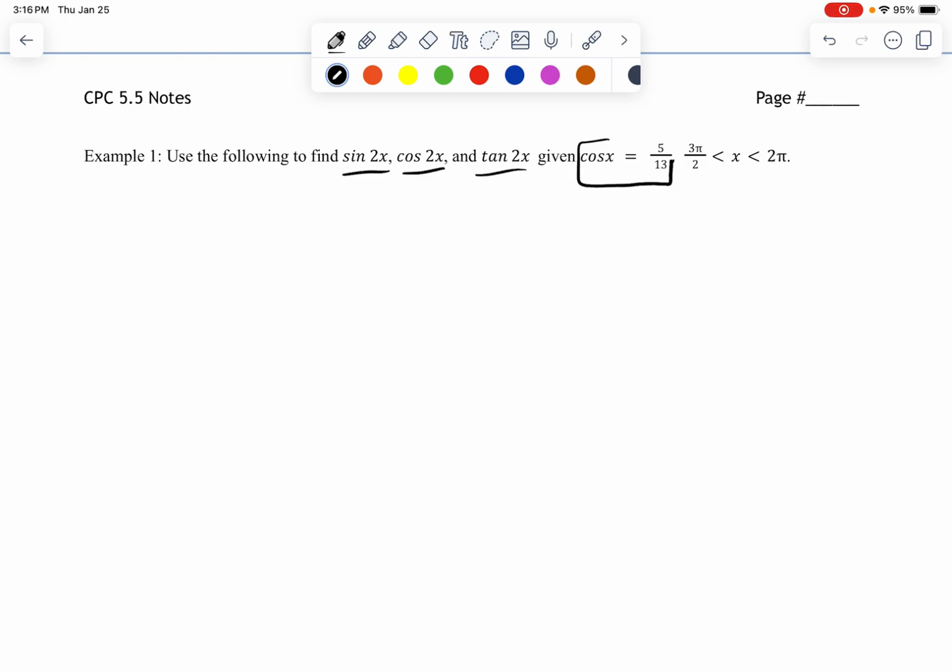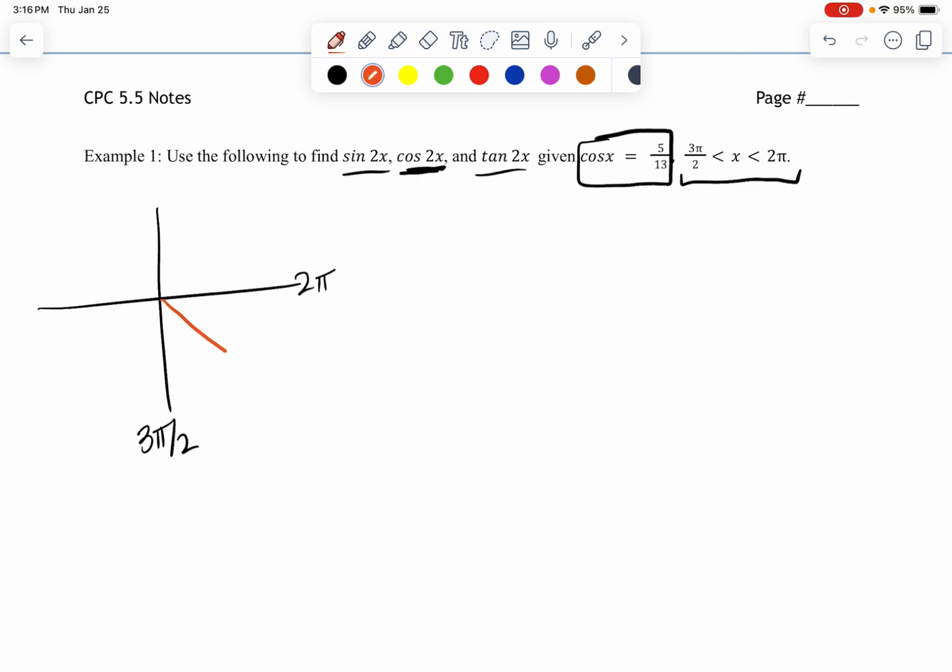First, we're given that cosine of x is 5/13, which is great. It doesn't give us cosine of 2x because it's just cosine of x, but this will be a tool. And then it also tells us where x is, because it's between 3 pi over 2 and 2 pi. So we know that the angle lives in quadrant 4 because of this.